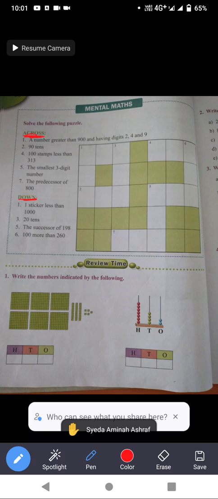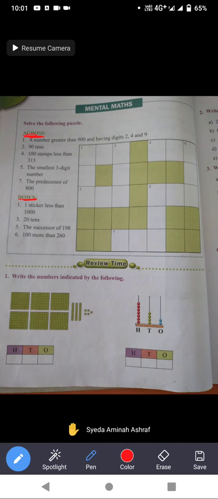So first of all, let's do across one. First part: a number greater than 900 and having digits 2, 4 and 9. So what do we need to find out? A number greater than 900. So here 9 is at the hundreds place. We have to find a number which is more than 900, and we have to make that number by using these 3 digits 2, 4, 9.